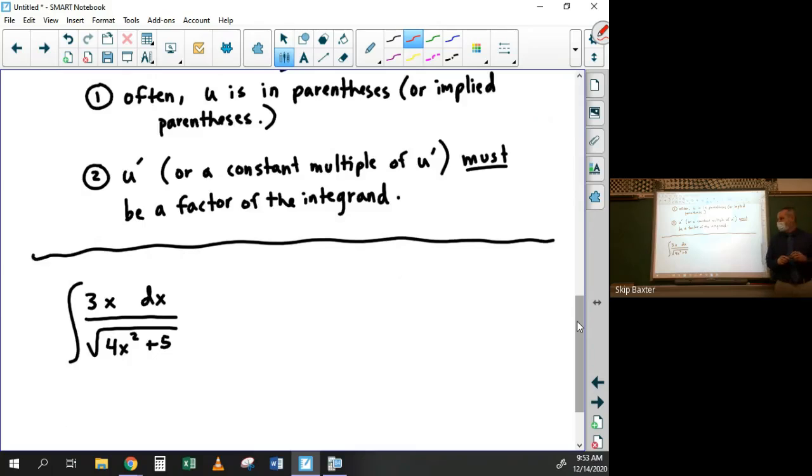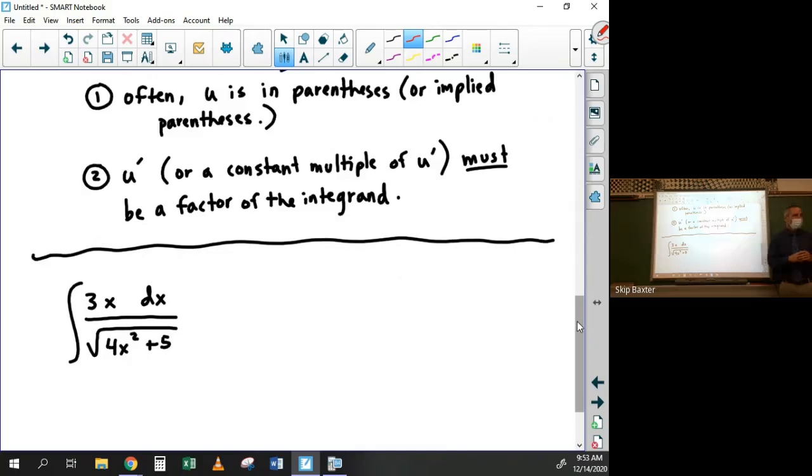4x squared plus 5. Yeah, 4x squared plus 5. Because if you think about it, it's in parentheses, right? It's like something to the -1/2 power. And in addition to that, its derivative is 8x, and here's a constant multiple of that right here. So all the rules are satisfied.